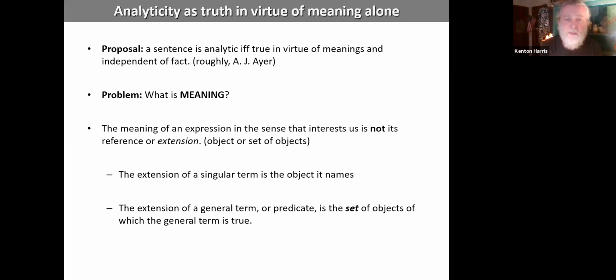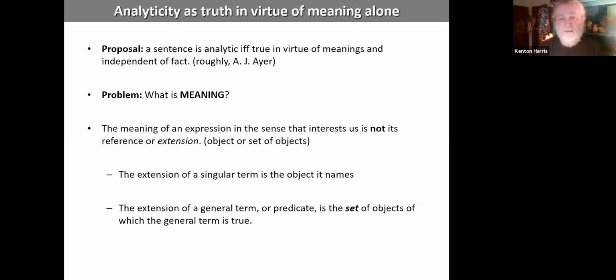The meaning of an expression in the sense that interests us is not its reference or its extension, an object or set of objects to which it refers. So notice Quine is working off of this pragmatist riff, where meanings are going to be tied to practical action, not so much just things that are in your head, but doing things, language and the use of language and the manipulation of language. So he isn't going to want to talk about meanings as an extra linguistic item. He wants to talk about meanings in terms of linguistic behavior.